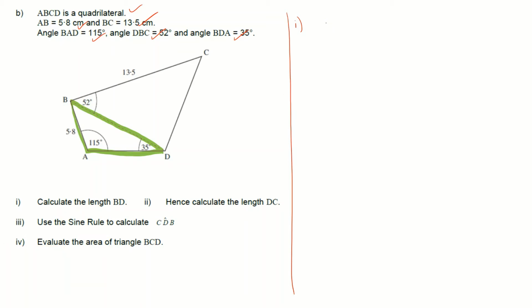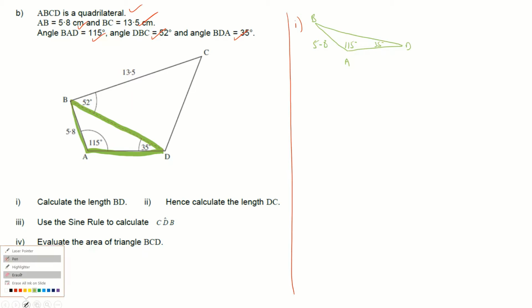There you go. So it's got a slanted side here, a bit like this. I know it's not an exact copy. This is B, this is D, and that's A. And that's 115 degrees there. This is 5.8 centimeters, and this is 35 degrees.